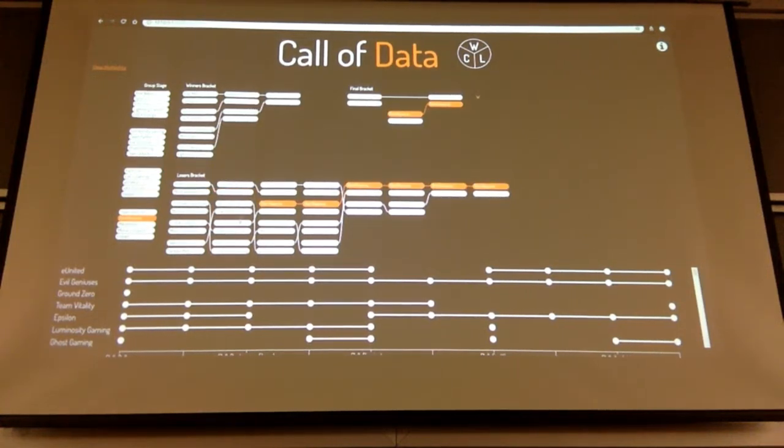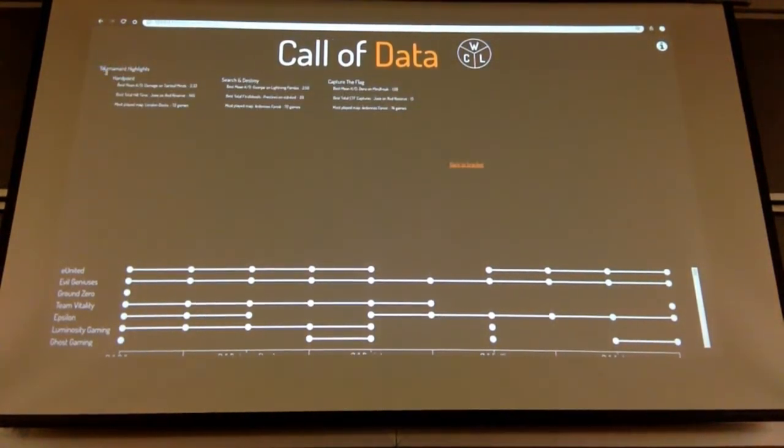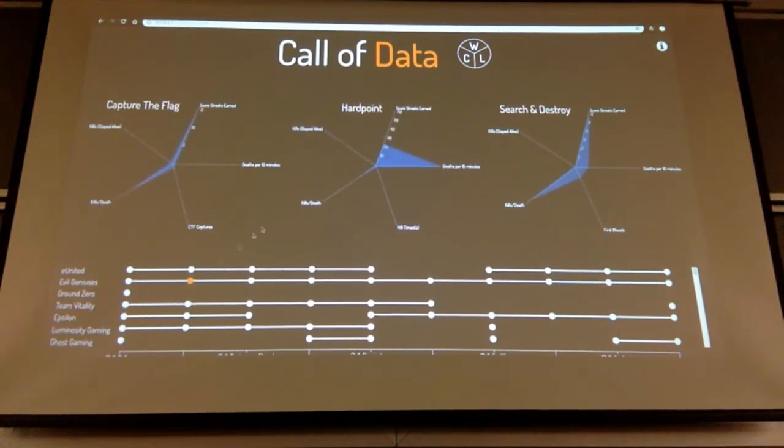To view highlights of the tournament, a user may select the View Highlights button. Finally, if a user selects a circle for a team in a tournament, a star plot will be displayed. The star plot presents team statistics for the different game modes in the tournament.